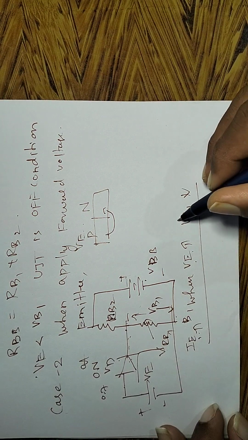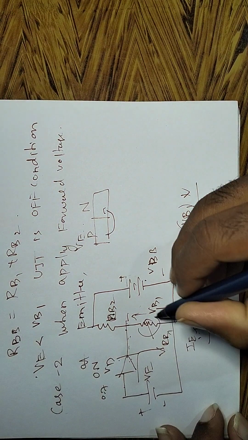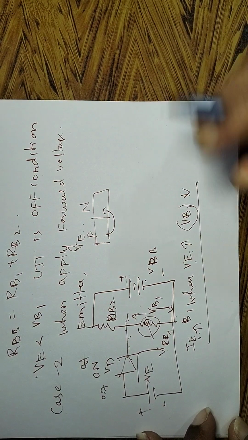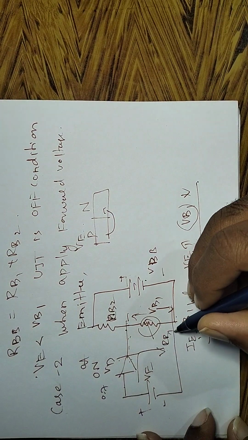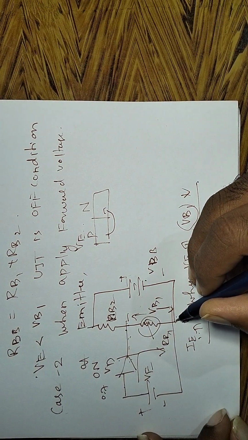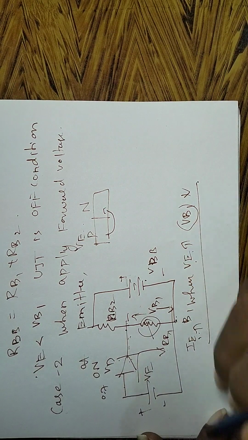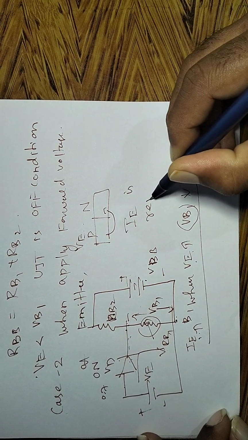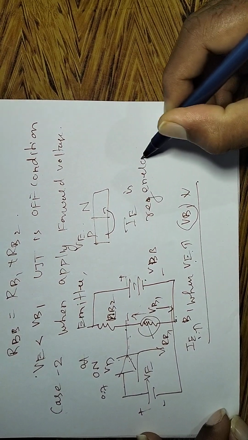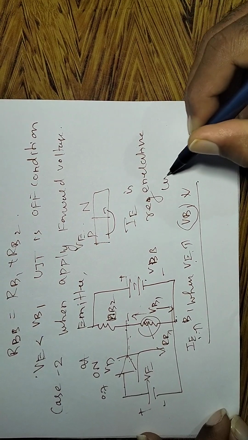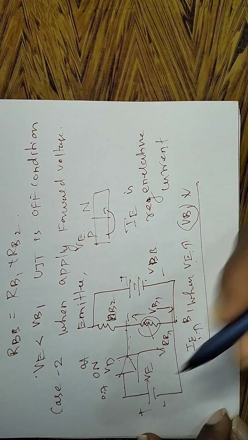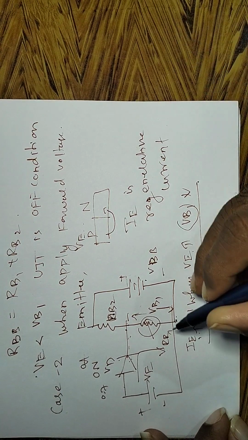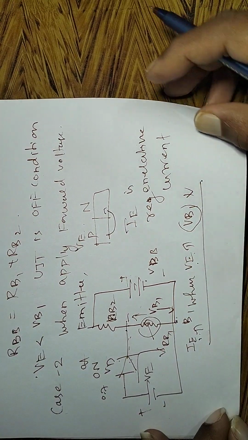When IE current increases, what about here? The drop across RB1 decreases. That's the condition. So in this region, maximum current flows through this RB1, that is the regenerative current, which is provided by the UJT. IE current is the regenerative current provided by the UJT. A high amount of current is provided. That is a major advantage of this circuit, right?